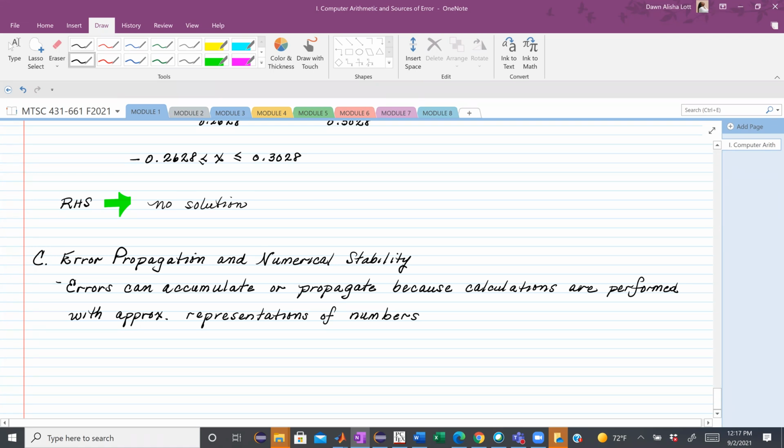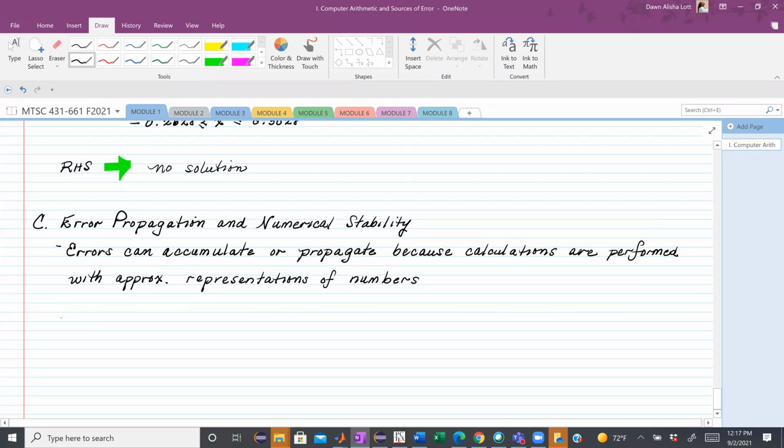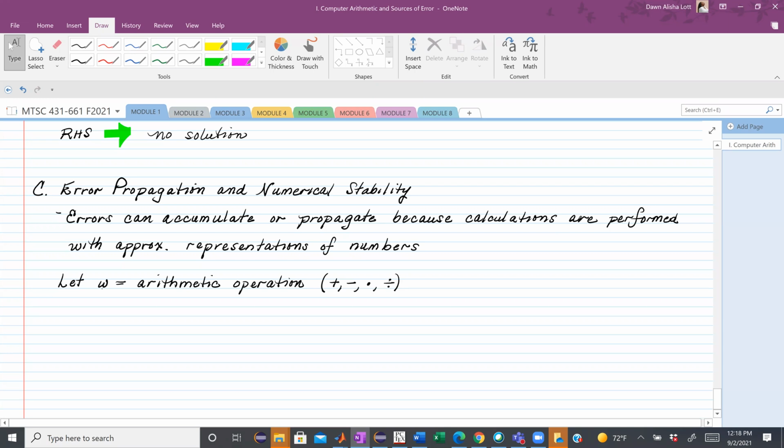Okay, so we're going to now let W be an arithmetic operation. So what do I mean by that? It can be addition, subtraction, multiplication, or division. All right. So that's the true arithmetic operation. And W star is going to be the computer version of this operation.